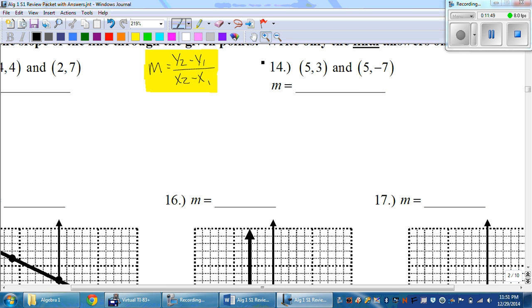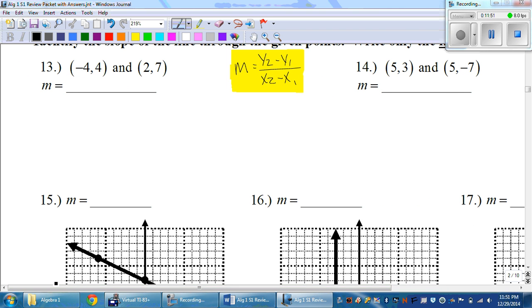So, what I'm going to do is automatically write down my m, and add my subtraction signs. We talked about that the y's go on the top. So that's going to be 7 minus 4. And then on the bottom is going to be 2, and since that's another negative, this actually changes to a plus. So it's 2 plus 4.